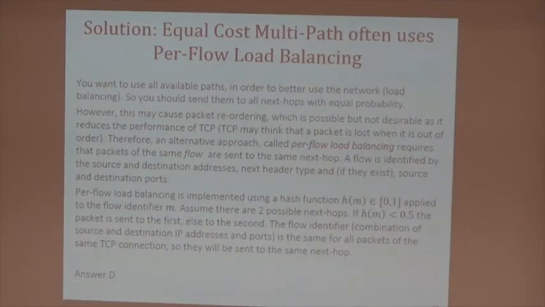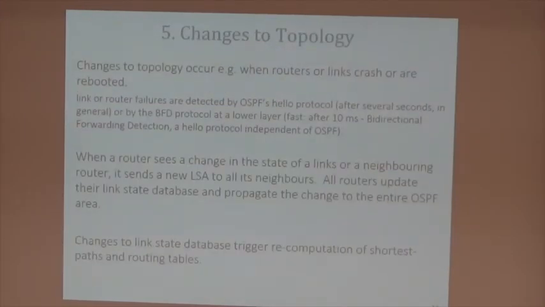So many routers do that. It's called per-flow load balancing. Not all do. We will see that in the lab. Depending on which version of Quagga we use, we might or might not have that. But it is certainly a desirable approach if you use equal cost multipath routing.